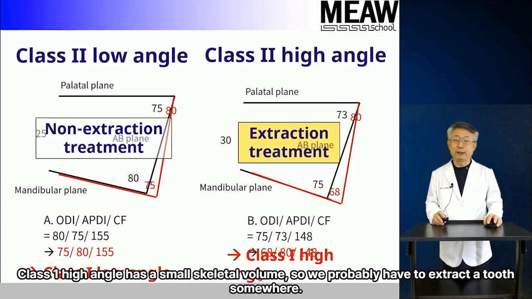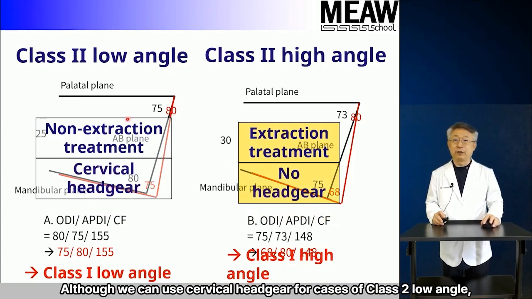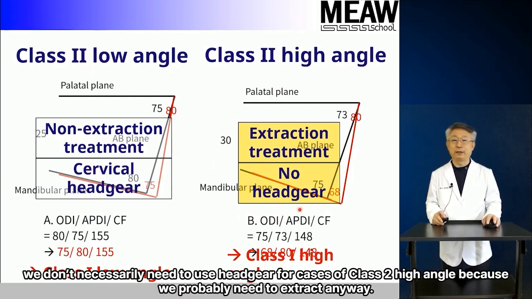Class 1 high angle has a small skeletal volume, so we probably have to extract a tooth somewhere. Although we can use cervical headgear for cases of Class 2 low angle, we don't necessarily need to use headgear for cases of Class 2 high angle because we probably need to extract anyway.